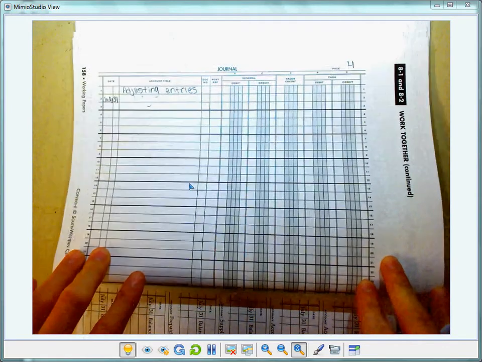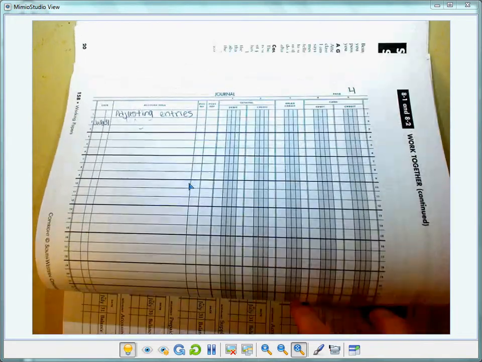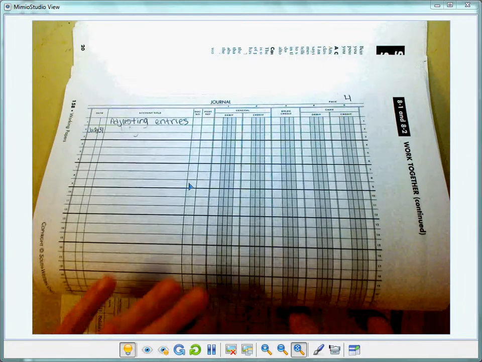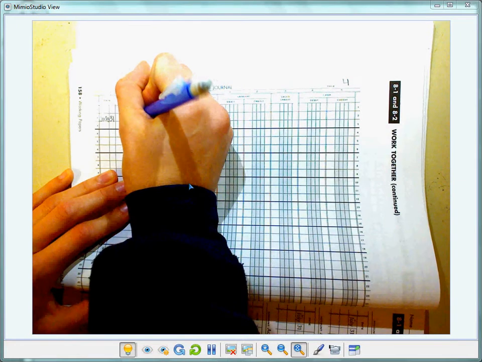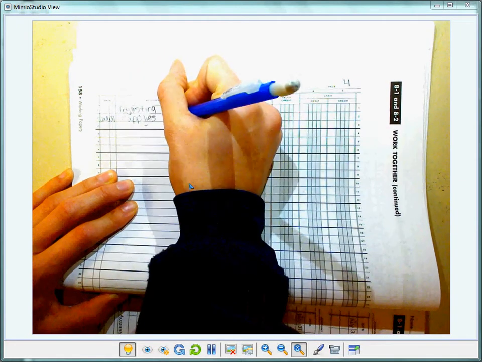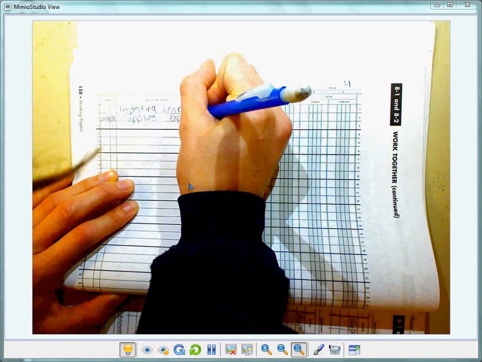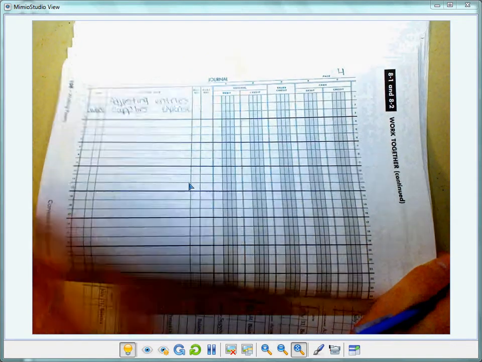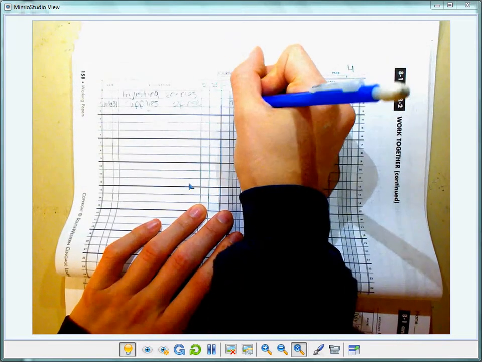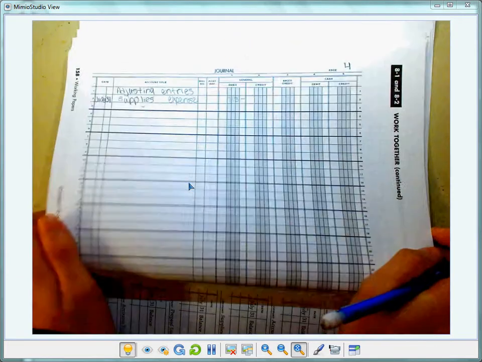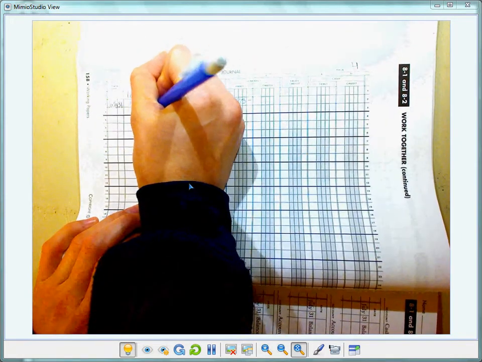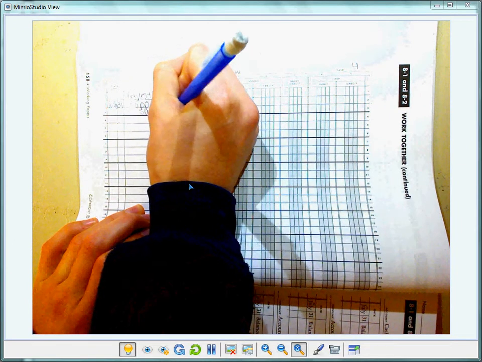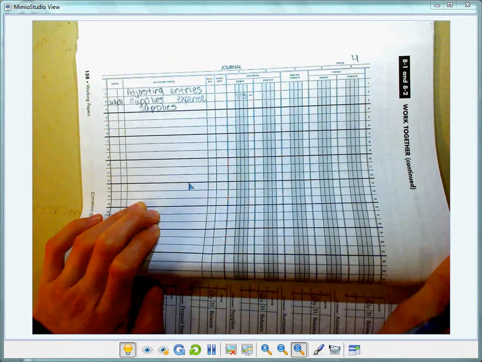Okay, then we said we had supplies expense and supplies. So supplies expense is a debit. So it's going to be our first account title there. So supplies expense. It's a debit amount of $713. And then our next line is supplies. It's a credit amount of $713.